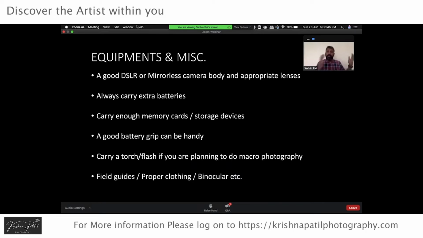Unlike product shoots where you have the capability of shooting in the studio and you have everything accessible, if you are doing a wildlife trip, you have to carry it into the field. When we say field, it means on a trip. A good battery grip can be handy.